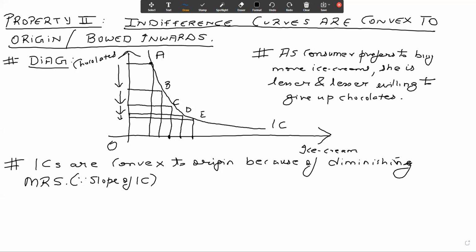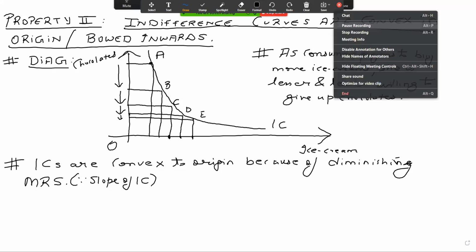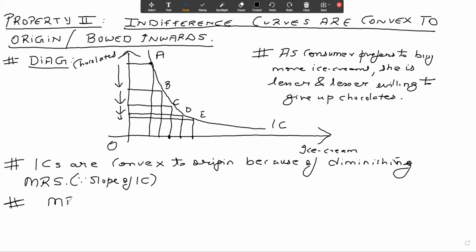Now, if I argue it out mathematically, what does it mean? Let's look at it mathematically as to what is meant by convexity. MRS is nothing but the slope of the indifference curve. What is the slope of the indifference curve? Mathematically, it's dy by dx, with a minus sign because indifference curves are downward sloping. So MRS is nothing but minus of dy by dx.